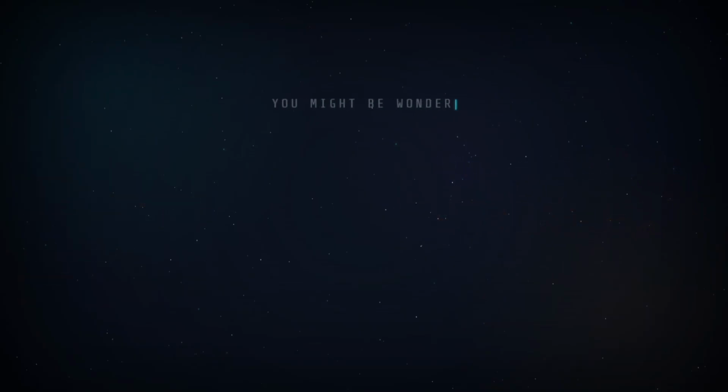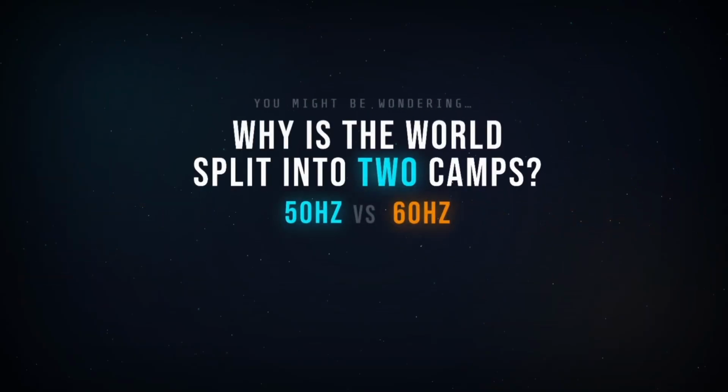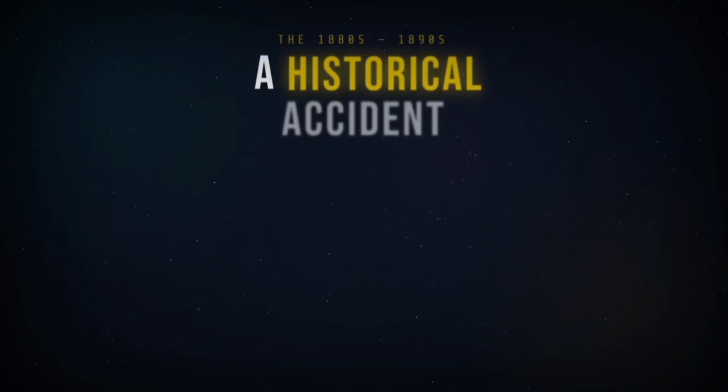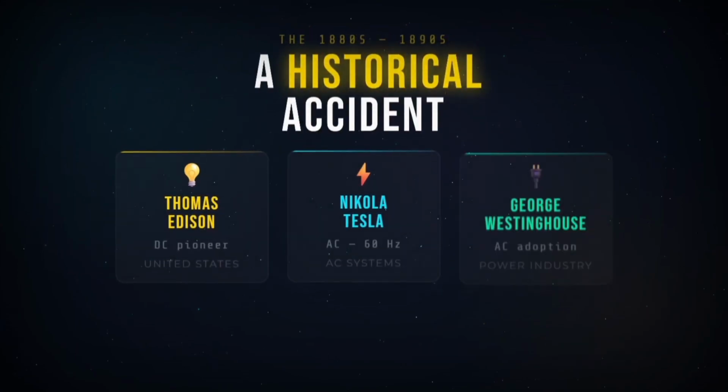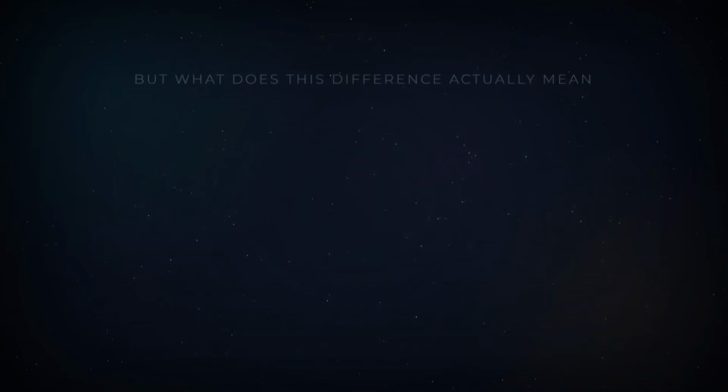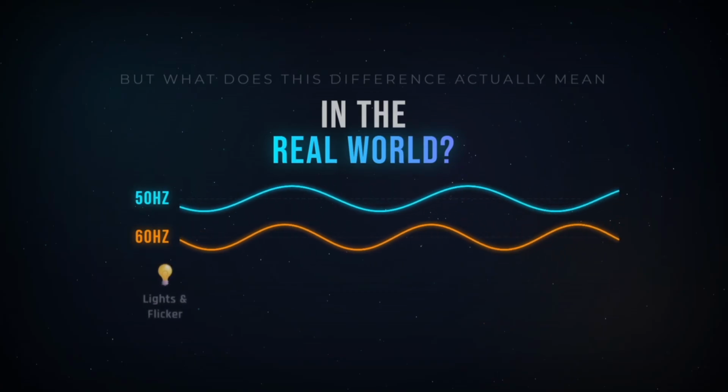Now, you might be wondering, why is the world split into 2 camps? Some countries using 50 Hertz and others using 60 Hertz. It is a historical accident. In the 1880s and 1890s, different electrical pioneers, Thomas Edison, Nikola Tesla, George Westinghouse, built systems with different frequencies. There was no international agreement. Different regions adopted different standards, and by the time anyone tried to unify them, too much infrastructure had already been built.